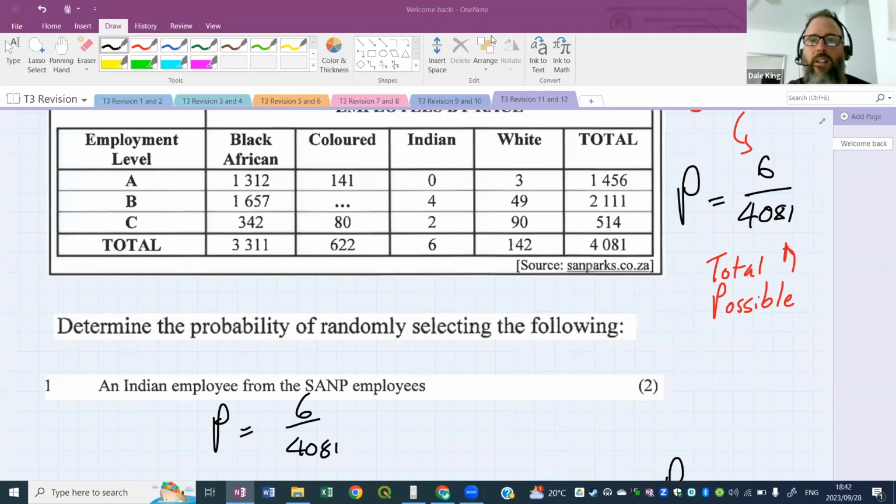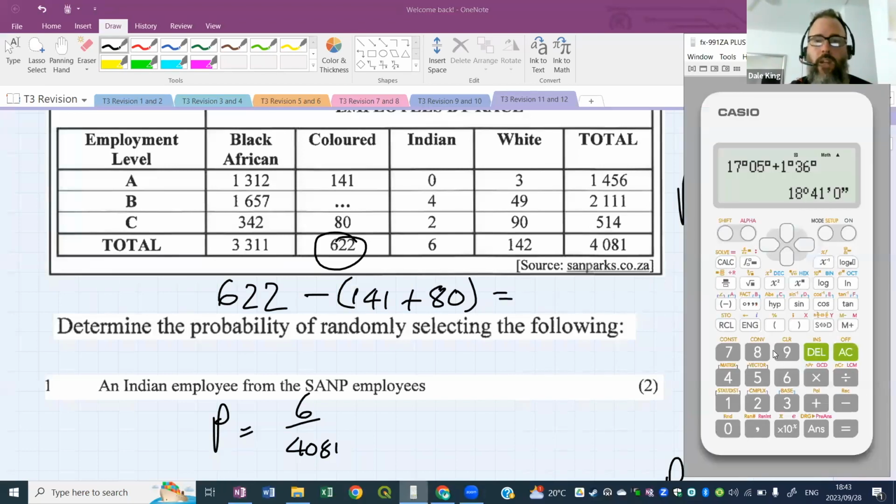We first have to find out B. So since the total is 622, we have to minus it from 141 and 80. Very good. So the total colored people in all the parks is 622. We need to find B, so we're going to minus A and C from this. So we're going to say minus the A value, which is 141, and the C value, which is 80. We're going to minus those 2 to get the value for B.